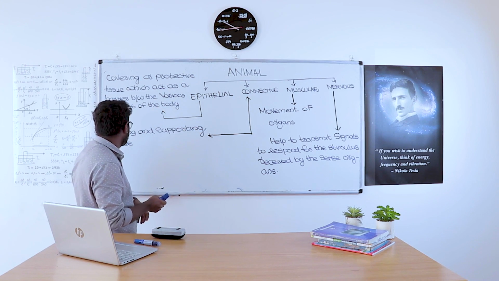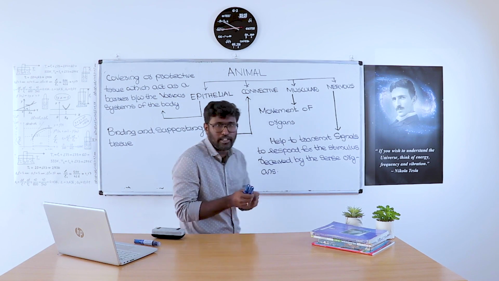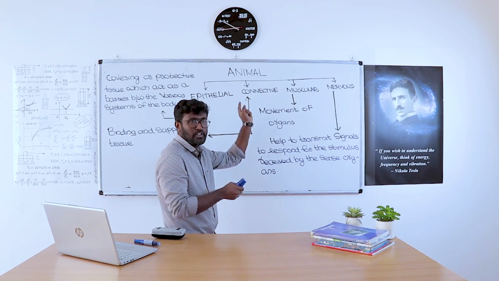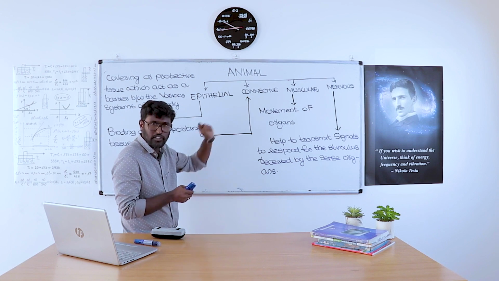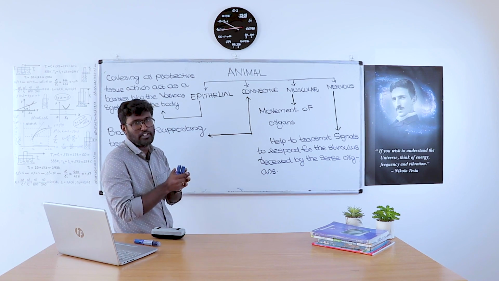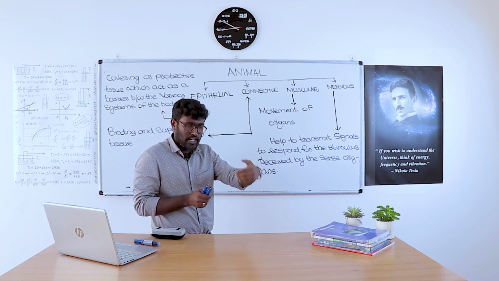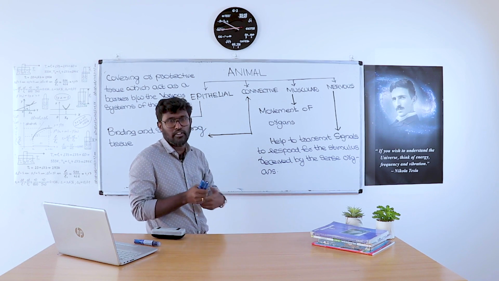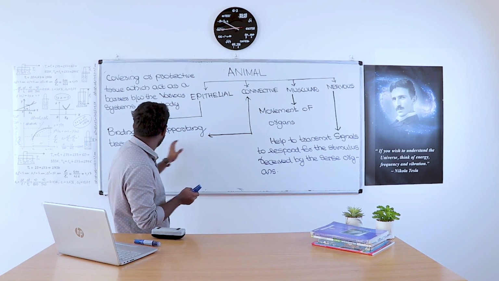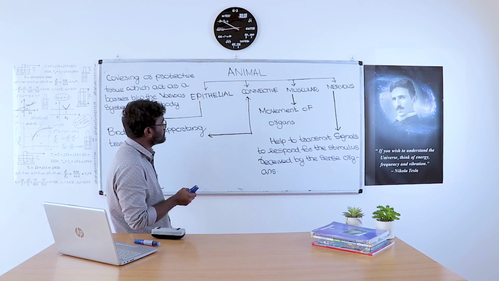So what about connective tissue? The binding and supporting tissue is called the connective tissue. Connective tissue consists of a lot of subdivisions that we want to study later. So it is a binding and supporting tissue.